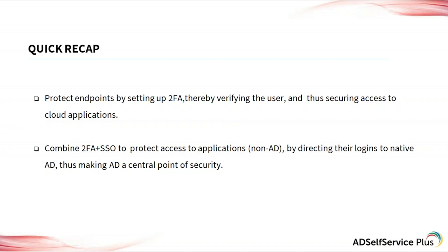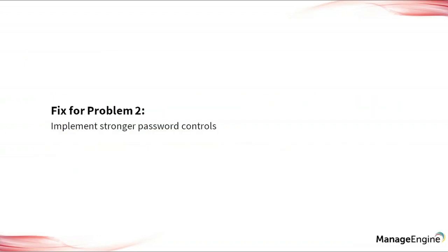But the problem here still stands. Why do I say that? It's because we are still using weak passwords. Right now, this attack that we just saw is just one form of an attack. But when password attacks happen, they can come in more than one form. So the first line of defense, like I said earlier, for any organization is using strong passwords. So the fix for problem 2 is we need to implement stronger password controls.